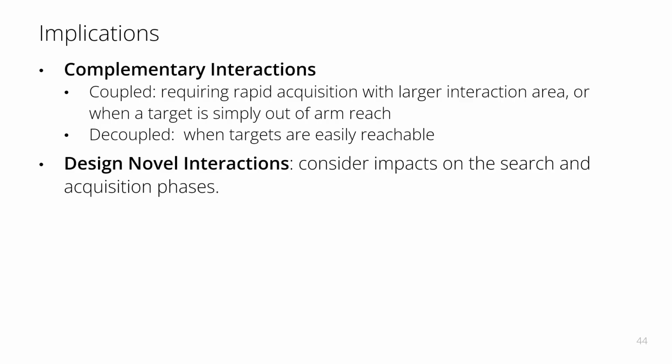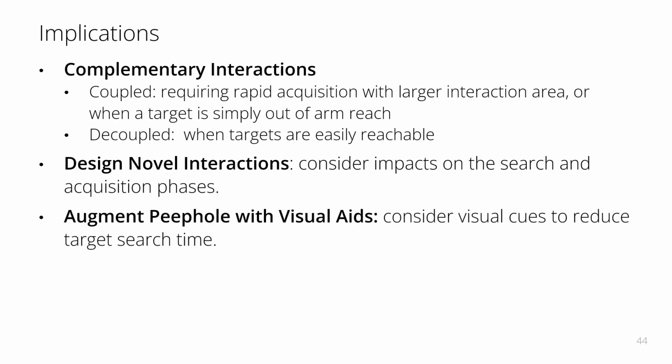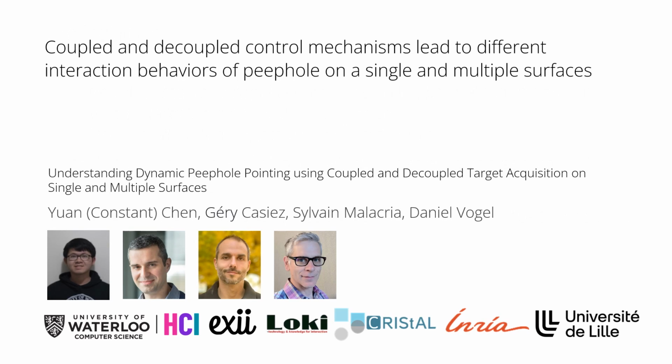When designing these interactions based on these two conditions, we should consider their impact on the search and acquisition phases and how they optimize these two different phases. In our experiment, we did not use visual cues, but we should consider visual cues when the systems or the surfaces become very complex, since these visual cues can help to reduce the target search time and improve the overall performance. To conclude, our work showed coupled and decoupled control mechanisms lead to different interaction behaviors of peephole on single and multiple surfaces. Thank you.